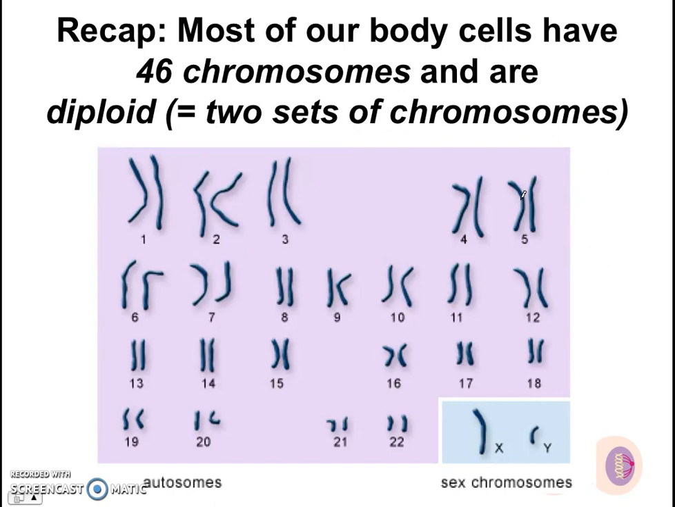So by now, you should be aware that most of our body cells have 46 chromosomes, and they are called diploid because they have two sets of chromosomes. So here's the 46 chromosomes in all of our cells, and we can pair them up so that you have two sets of chromosome 1, two sets of chromosome 2, and so on. And you have two sets because one comes from your mother and one comes from your father. So most of our body cells have 46 chromosomes.